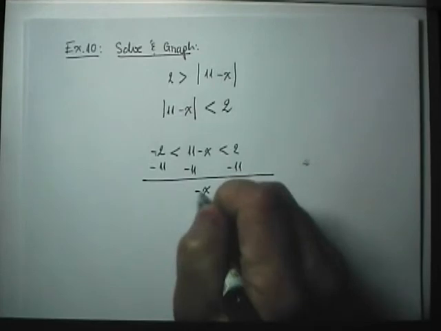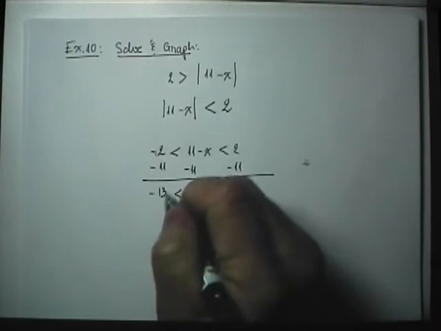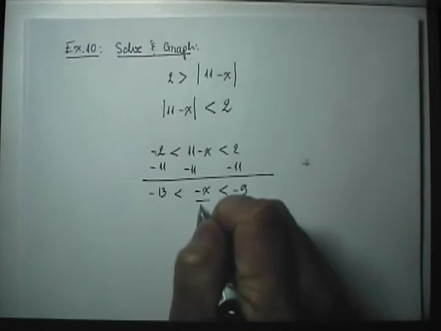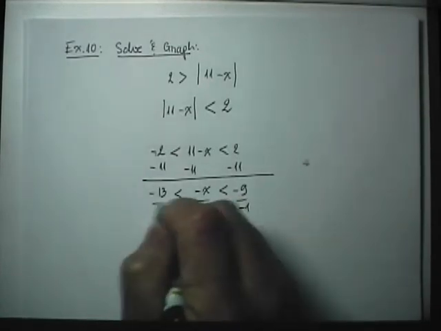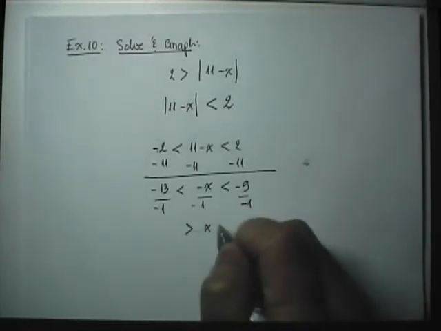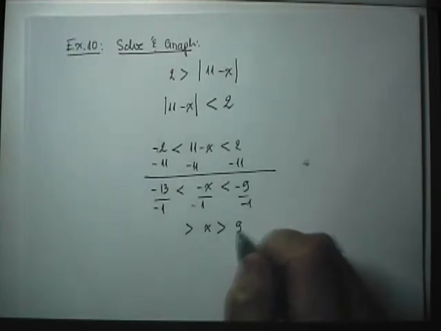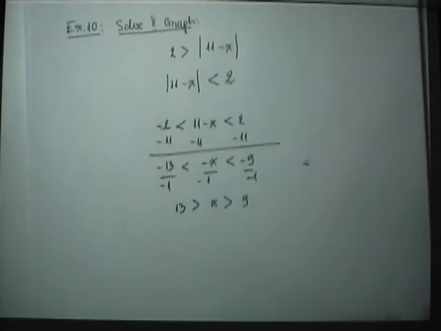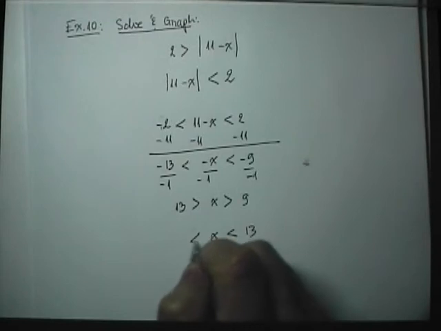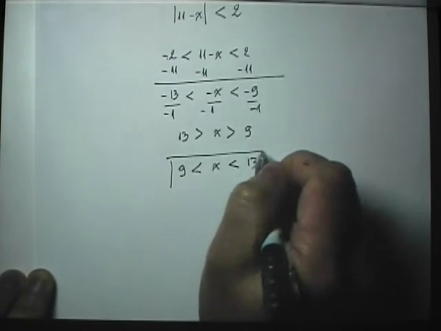that gives me minus x greater than negative 13 and less than negative 9. And then I need to divide both sides by negative 1, or think about multiplying all the sides by negative 1. I have x here, and be careful, now my inequality signs all turn around. Here I have positive 9, and here's positive 13. That logically means x is less than 13 and greater than 9. That's how I found my logical solution.